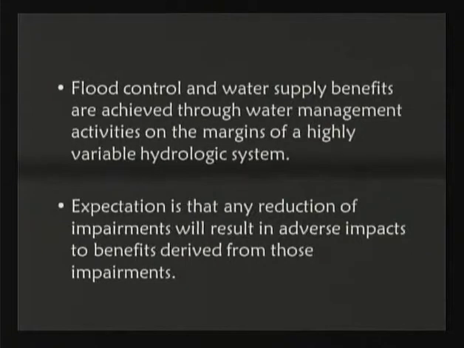So, to drive this home, another way to say this is that there's sometimes a misunderstanding of how much control the projects really have to manage the system. The second take-home point is that our expectation is that a reduction in these impairments or regulating ability will have adverse effects on the benefits that are derived from those impairments. We need to keep in mind that we are storing and impairing, regulating flows for good purposes.